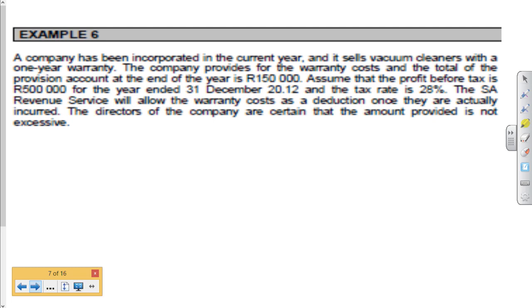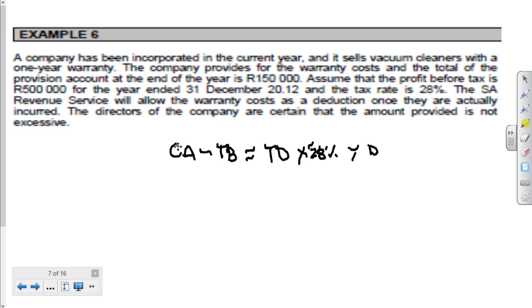and this next example is where we have an expense liability. A company was incorporated in the current year, and they sell vacuum cleaners with a 1-year warranty. The company provides for the warranty, and the total provision for the year was 150. Assume that the profit before tax is 500, and the tax rate is 28%. SARS will allow the warranty costs as a deduction once they're incurred. Okay, so carrying amount minus tax base equals temporary difference times minus 28% equals deferred tax.